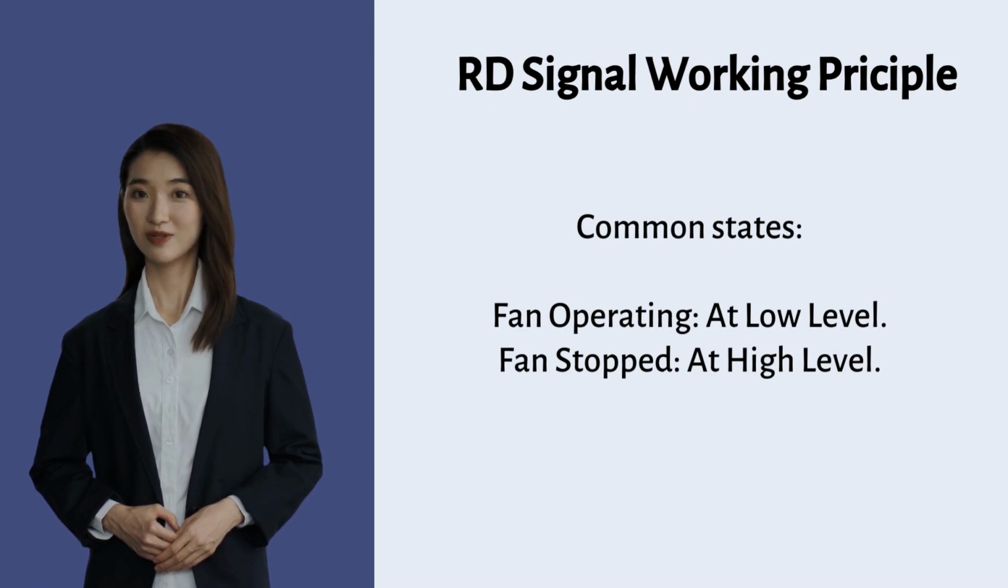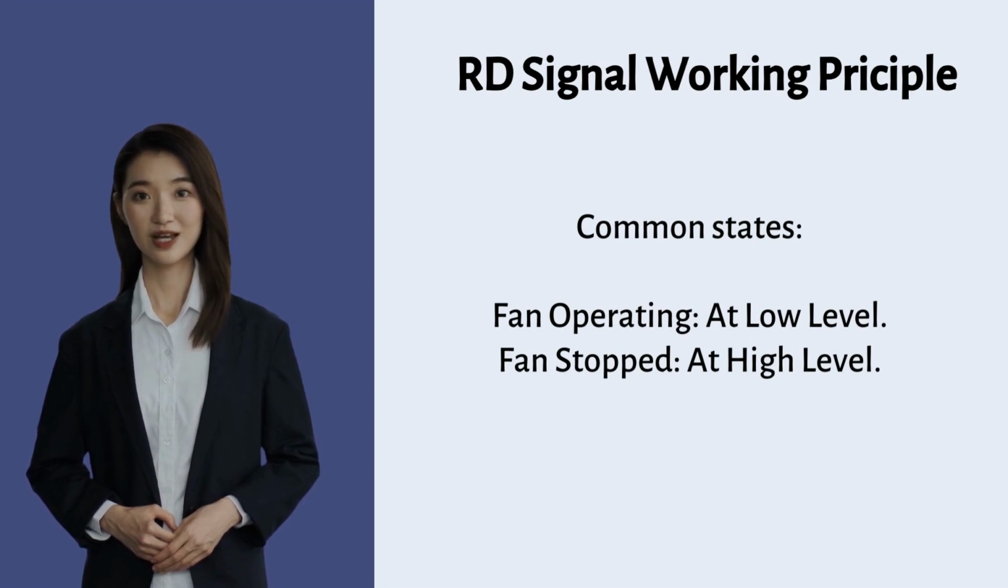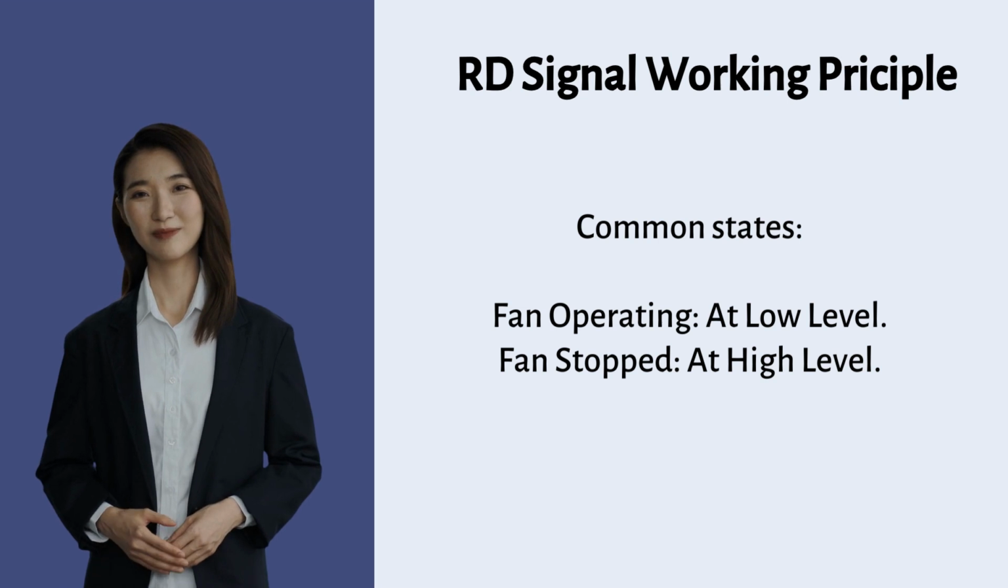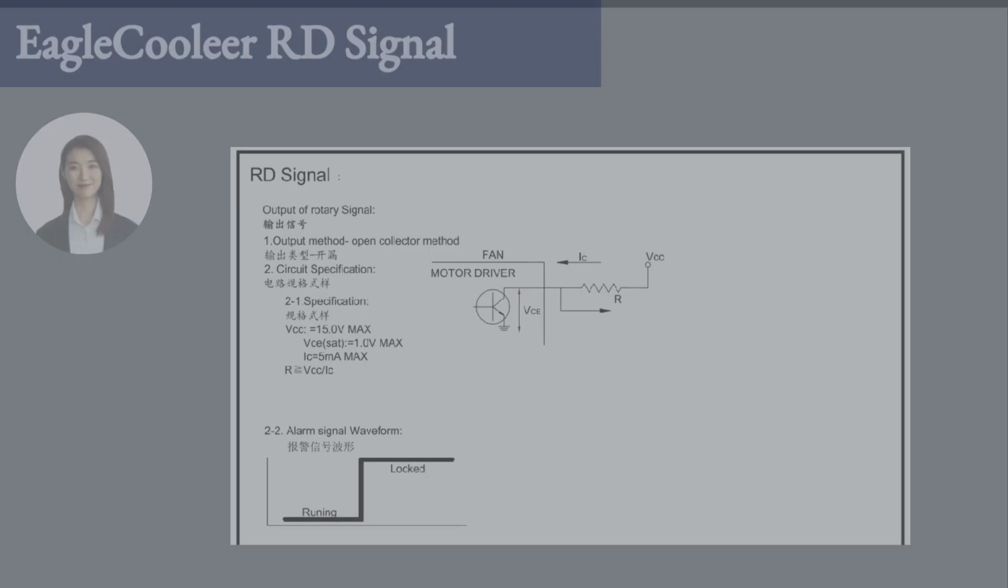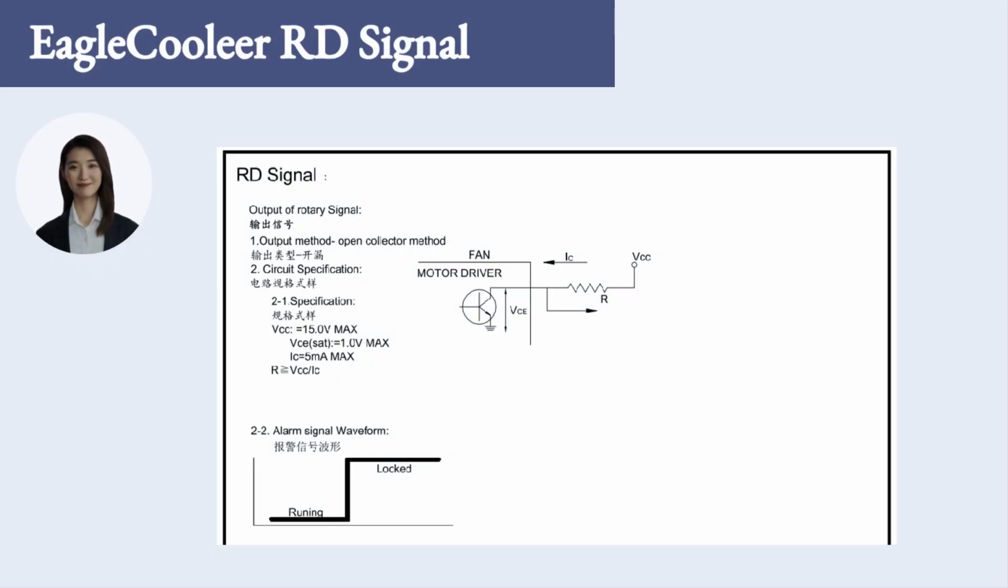Normally, when the fan operates, the signal outputs at low level, and when stopped, at high level. Some customers use the opposite state, which is called RRS. Please note that the RD signal belongs to the simple circuit alarms and does not require MCU processing. Here shows how our RD signal works.